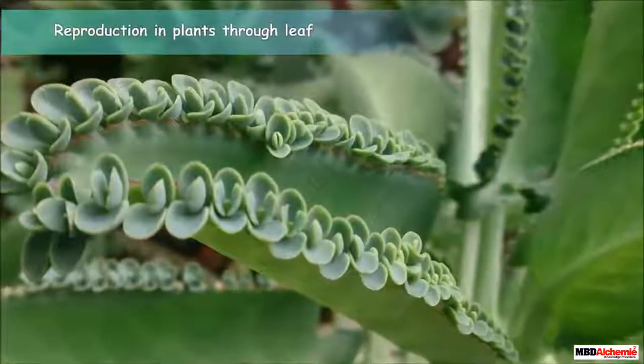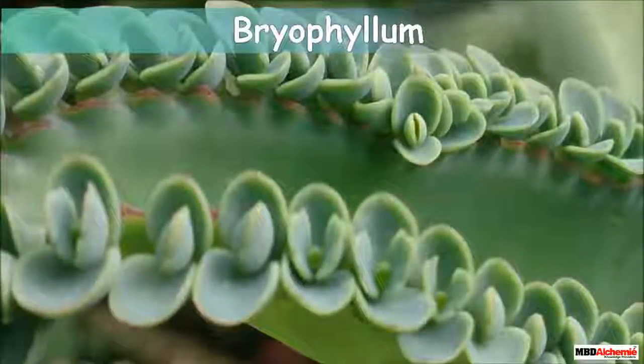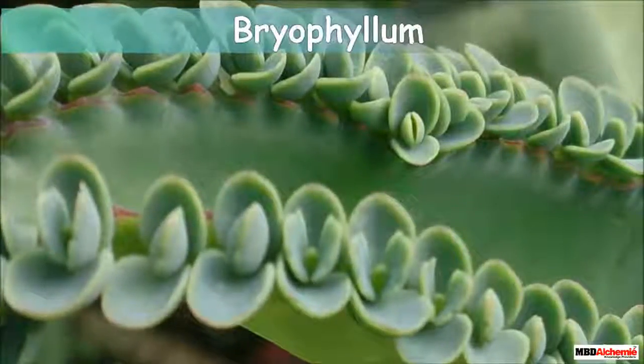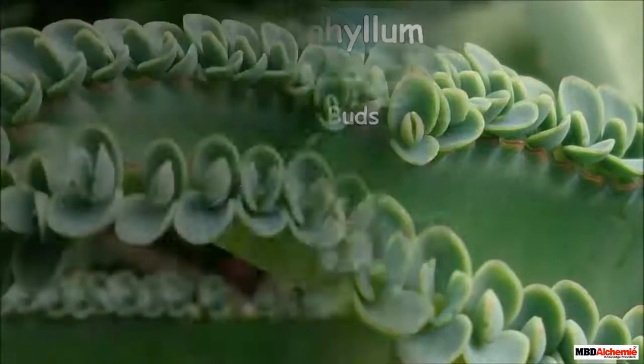Lastly, let's see the reproduction in plants through leaf. In case of Bryophyllum, that is the sprout leaf plant, a mature leaf bears buds at its margins. From these buds develop the new plants.